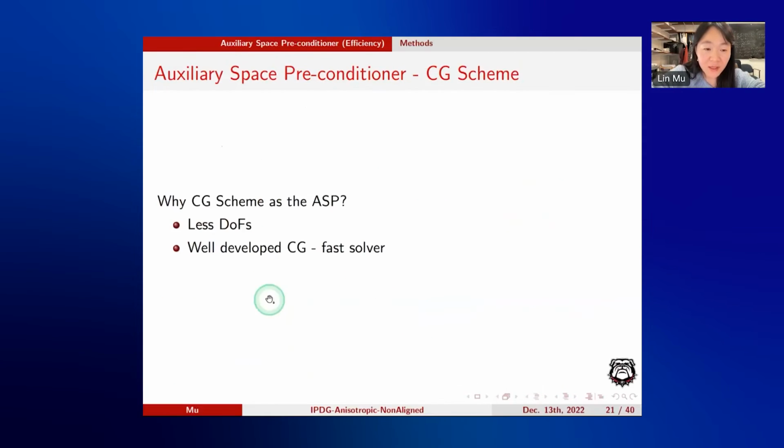Why do we need the CG method as the ASP? Because the CG method has fewer degrees of freedom and it's easy to compute and formulate. And the CG method actually has a lot of well-developed fast solvers, and we can take advantage of that to help with our practical DG solver. That's the reason why we use CG as the auxiliary space preconditioner.